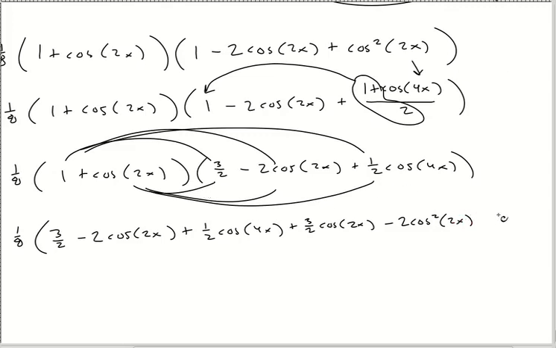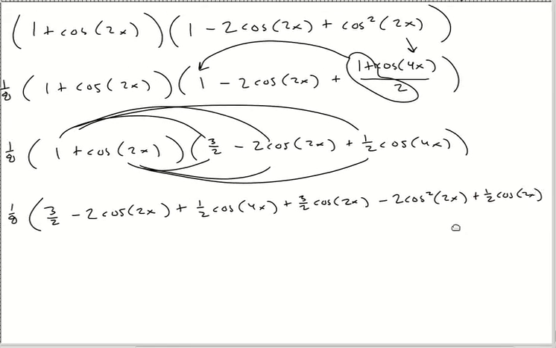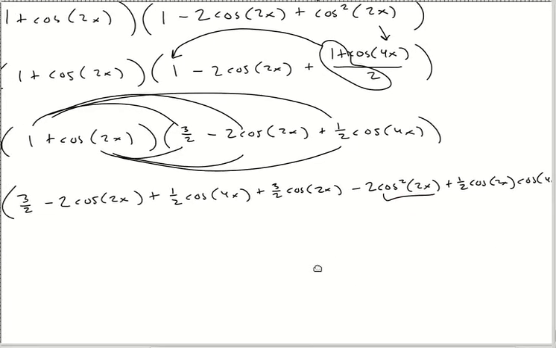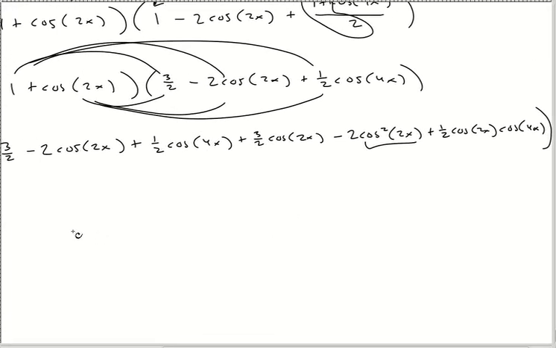And then finally over here, these are actually not squared like you would have thought. Notice that we got cosine 2x times cosine 4x. That apparently is okay. This is the only guy that we need to actually simplify down more.